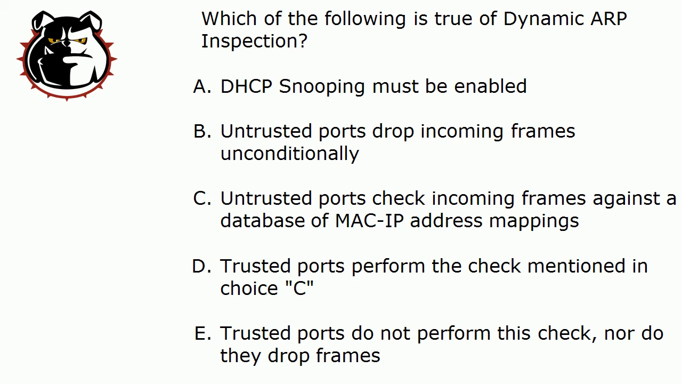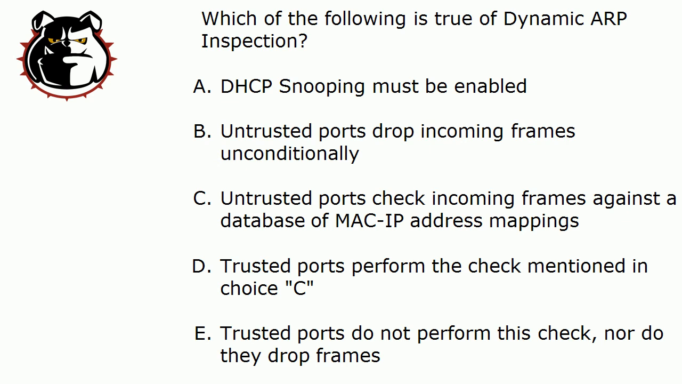So there's a lot going on there. So if you want to pause the video for a moment and think about your answer, I think that's a great idea. But we're going to go ahead and go through those answers now. From top to bottom, A is actually true. You have to have DHCP snooping enabled first. And why? Because that's what creates the database of MAC to IP address mappings.